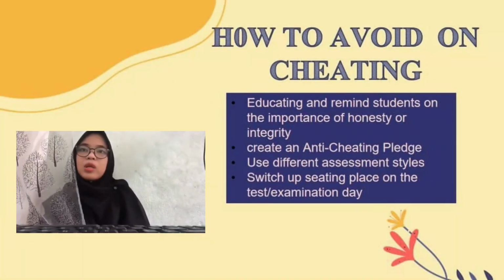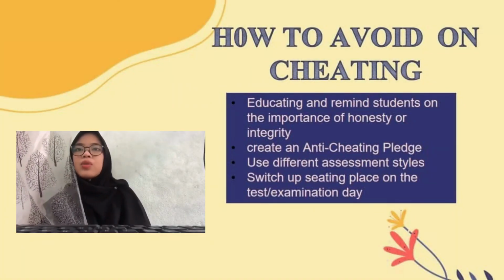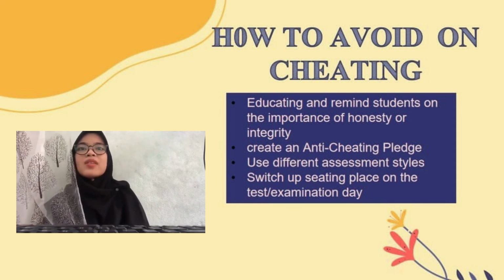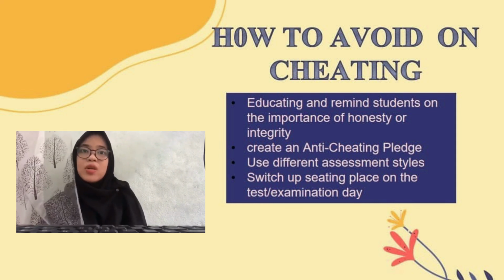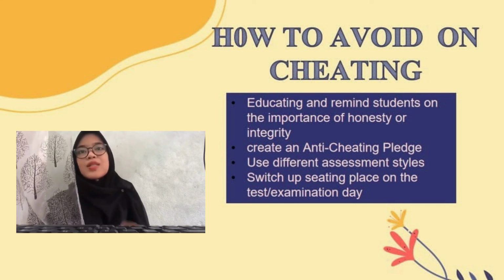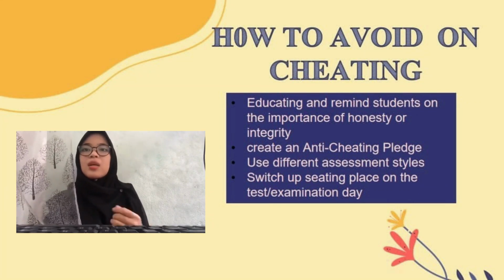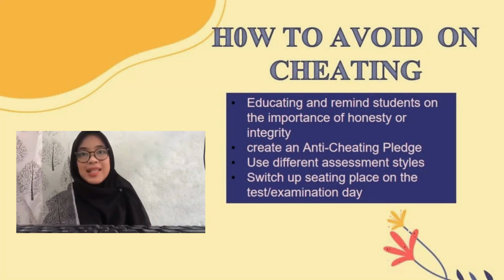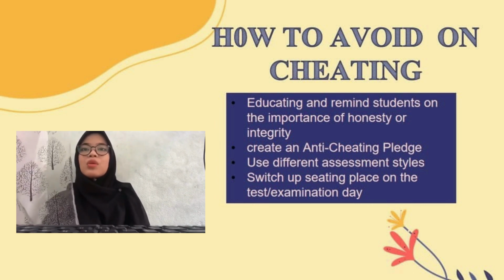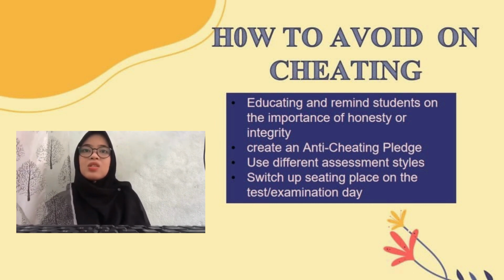Okay, we will go one by one on how to avoid academic dishonesty. The first one is cheating: educating and reminding students on the importance of honesty or integrity. Before starting the class, advise students to be honest, so students will think twice before cheating. The second one, create an anti-cheating pledge. Creating a pledge that defines class rules regarding academic honesty and cheating can curb cheating.